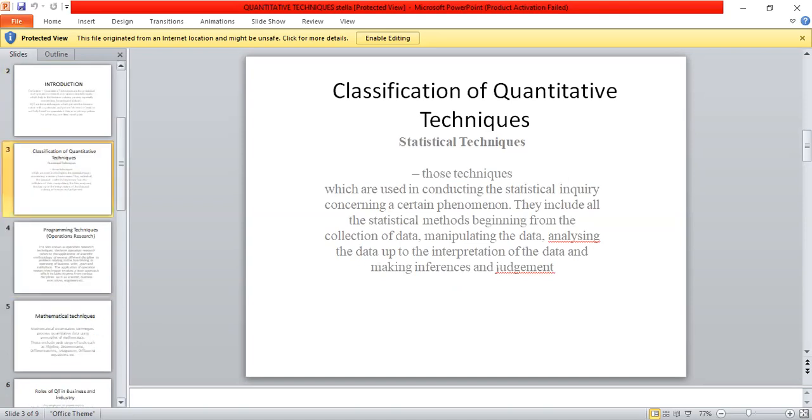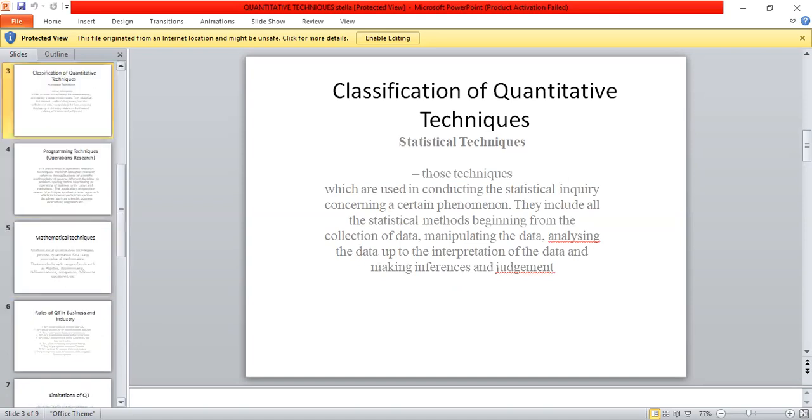Let's look at classifications of quantitative techniques. We have three types of quantitative techniques. The first one, we have statistical, the second, mathematical, and the third one is programming techniques. Somebody to read for statistical techniques.